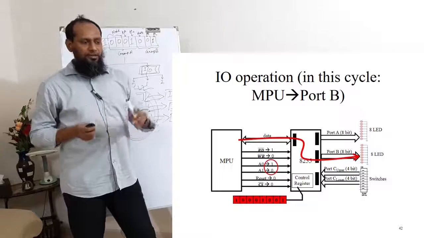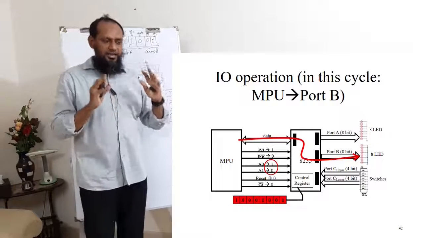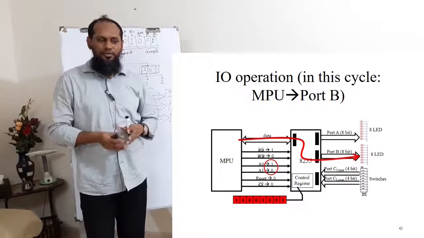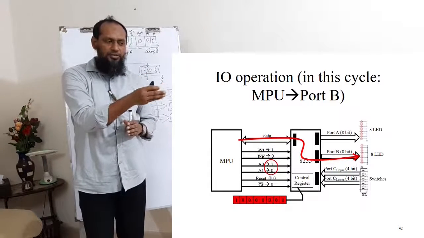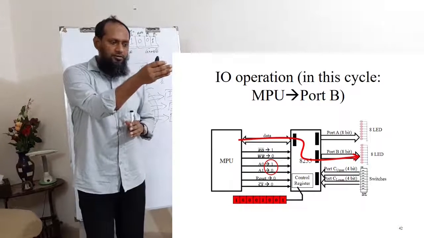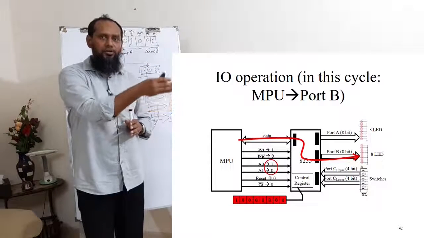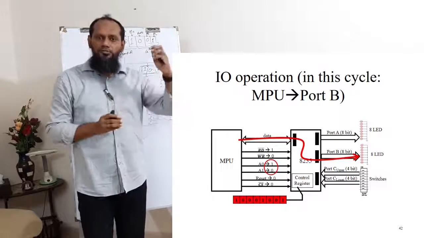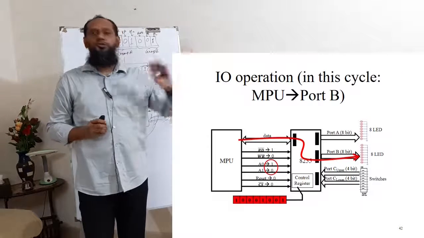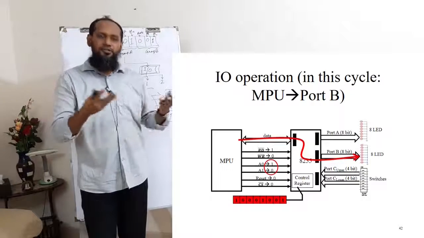But for port B, everything will be the same, just the data and A0, A1 will be different. For port A, A0, A1 was 0 and 0, but for port B, it should be 0 and 1. That is the difference between port A and port B. But data depends on the microprocessor. So port A has different data, port B has different data.